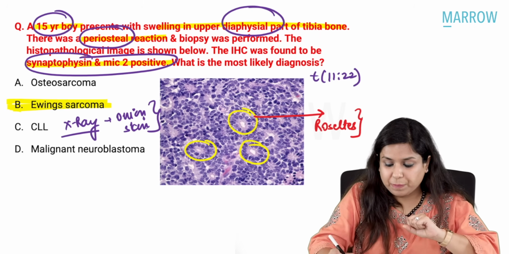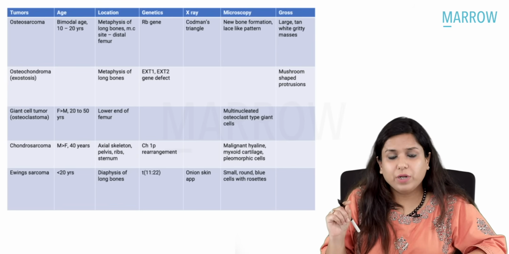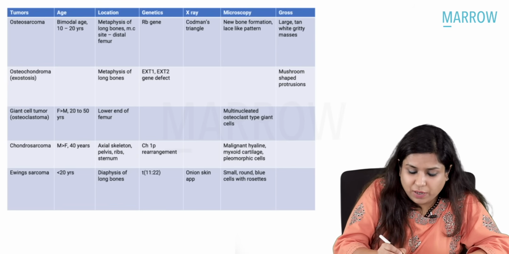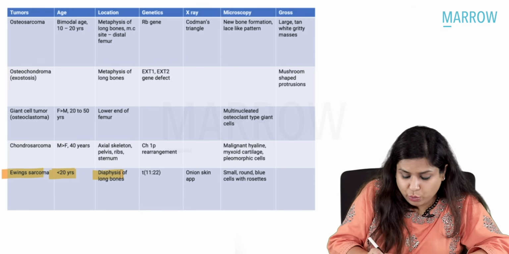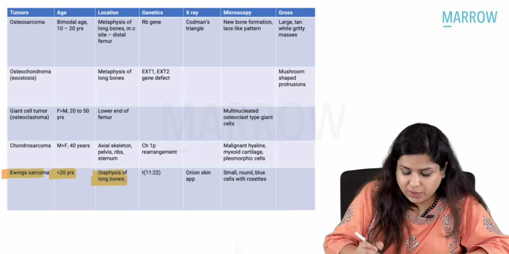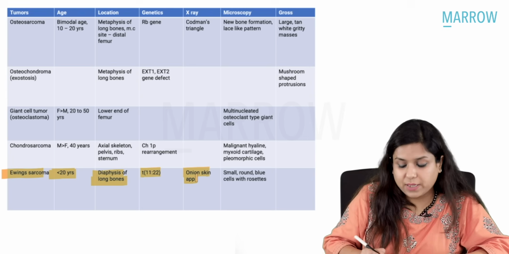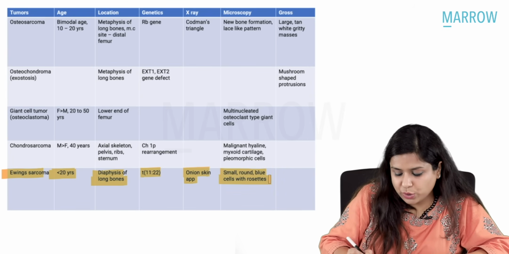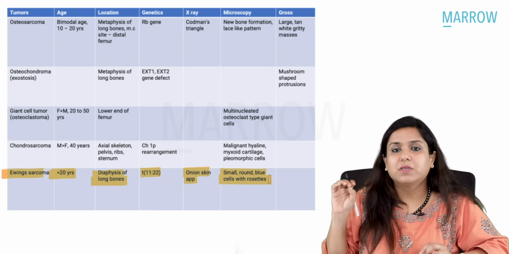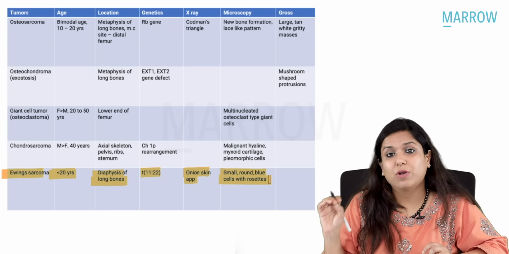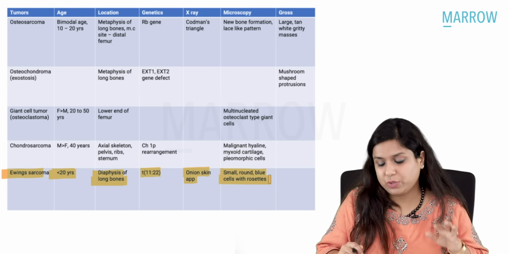Remember this table which I showed you in the bone tumors category. See the points for Ewing sarcoma: usually seen in children less than 20 years of age, usually in diaphyses of long bones. Everything is fitting. Translocation is 11;22. X-ray will show onion skin appearance. Microscopy will show small round blue cells with rosettes. Everything is fitting. And the marker is MIC2 or CD99. That is one of the very good markers. That is why this is the diagnosis which I come to.